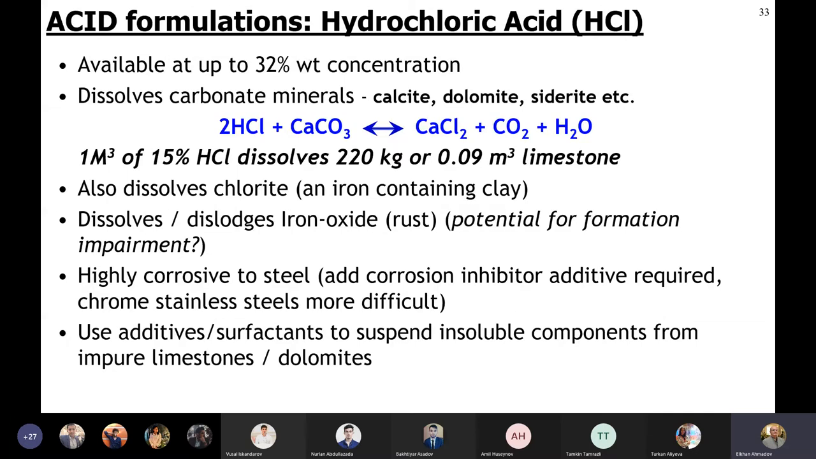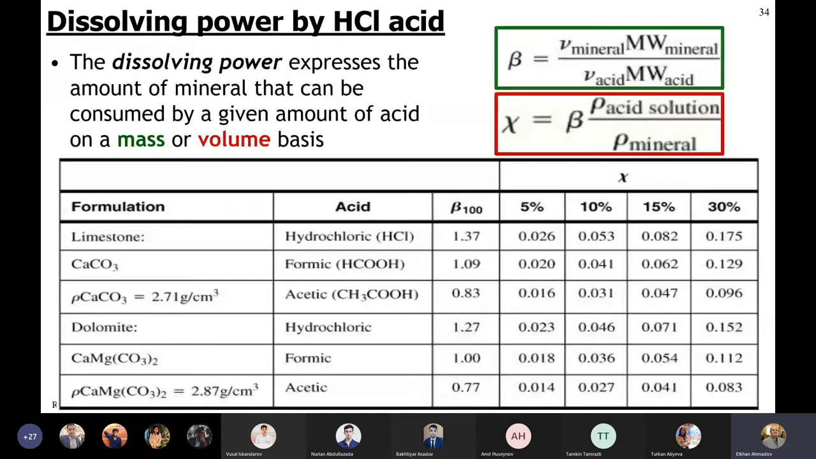There is a term, dissolving power, which identifies the amount of mineral that can be consumed or dissolved by a given amount of acid, on either a mass or volume basis.